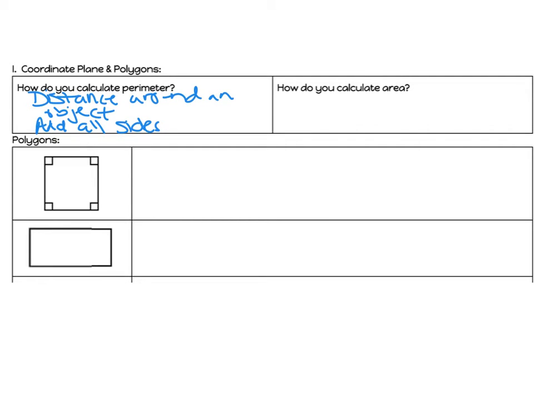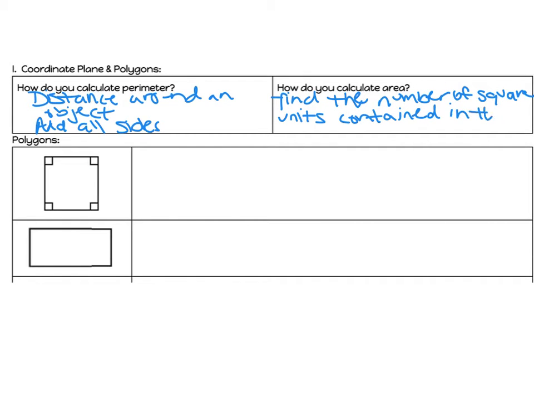All right, so to calculate area, we want to find the number of squared units contained inside the object. Now, how we go about doing that is going to be a little bit different depending on which object we're dealing with. So for instance, let's start with a square.